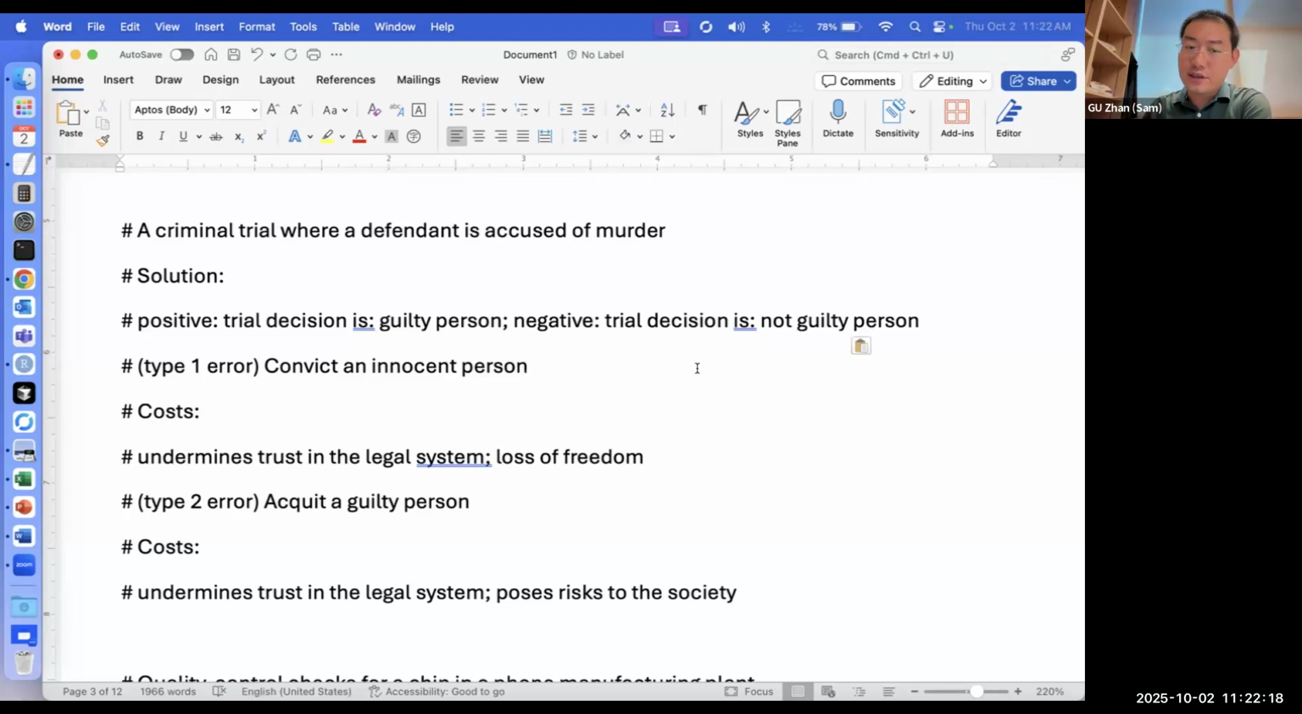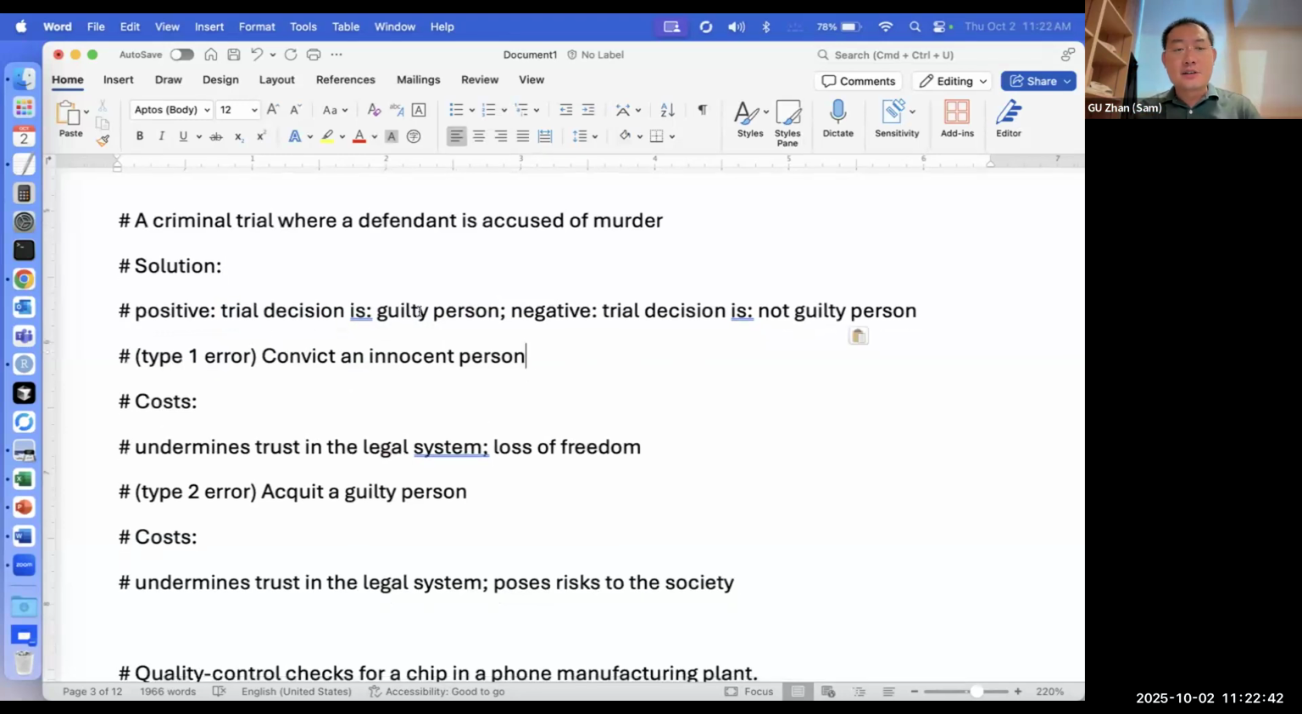So the type 1 error is the person is in fact innocent, didn't do anything wrong. That's the ground truth. But the jury and the court, based on evidence, which may be wrong, find the person guilty. This is called convicting an innocent person. So that's a false positive. Again, you define the positive. You can swap the positive and negative, then your type 1 error and type 2 error will swap as well.